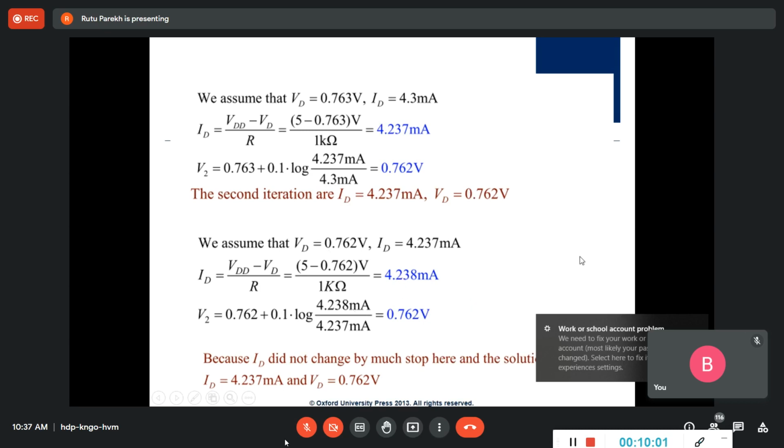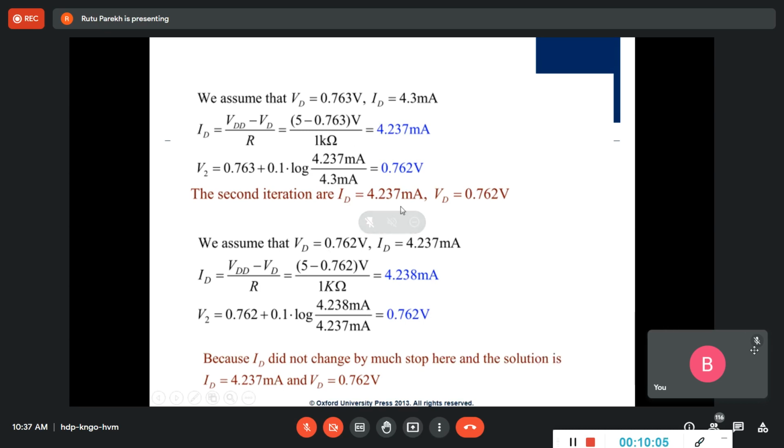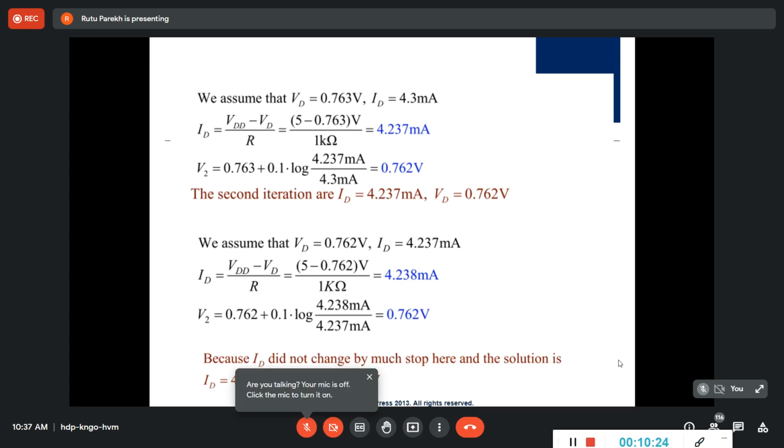And then you find out that once you are doing this, the values will converge. It will almost remain the same. And then you can stop there and say that, okay, this is my ID, VD, which is satisfying both of these equations, this equation and that, both, as I just talked to you while I showed you. And that is your operating point or the converging point.